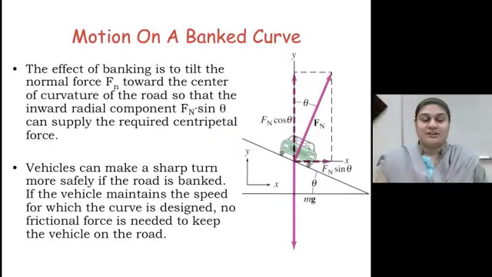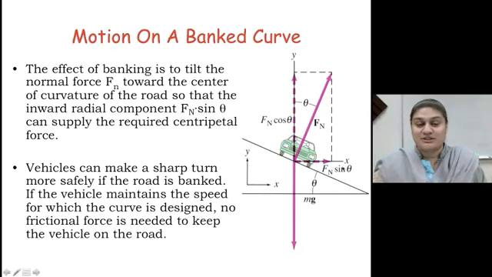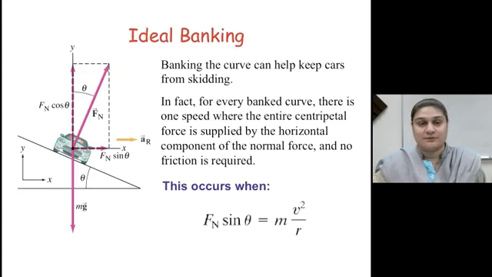So, motion on a banked curve. The effect of banking is to tilt the normal force towards the center of curvature of the road, so the inward radial component, Fn sine of theta, which is given by this expression here, can supply the required centripetal force. So vehicles can make sharp turns more safely if the road is banked. If the vehicle maintains the speed for which the curve is designed, no additional frictional force should be needed to keep the vehicle on the road.